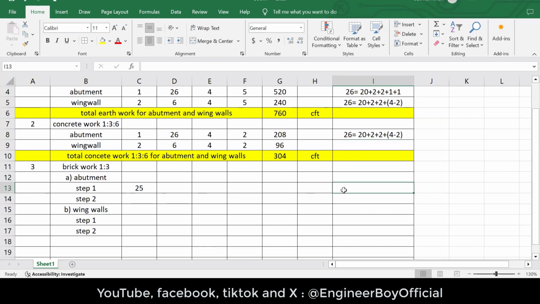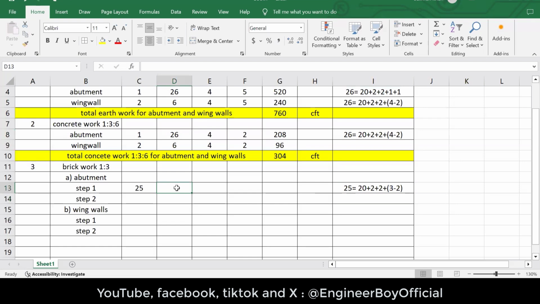Now, 25 can be written in remarks as, you can say again, 20, which is the clear distance between two wing walls. And we're going to add 2 feet for one side wing wall and 2 feet for another side wing wall. And then again that formula, it is 3 minus 2. 3 is the width of the step 1, and we are subtracting 2, which is the width of the abutment. So 25 should be.